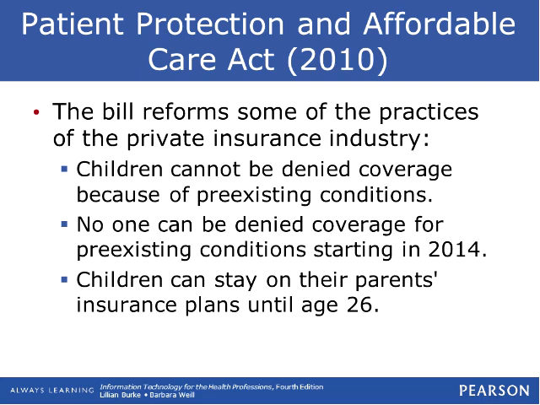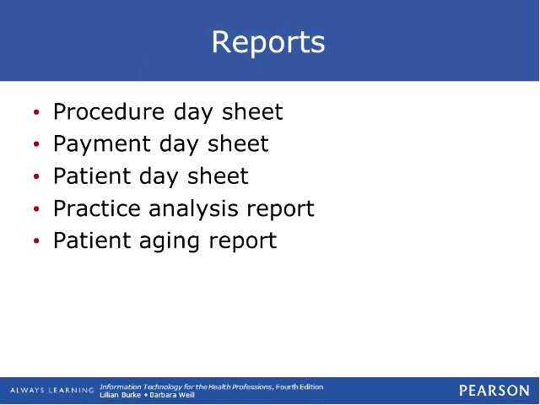The bill reforms some of the practices of the private insurance industry. Children cannot be denied coverage because of pre-existing conditions. And that was happening sometimes, and so that was a real problem because you could move from one job to another, you get different insurance, and that insurance wouldn't pay for your care because the person had a pre-existing condition. No one could be denied coverage for a pre-existing condition starting in 2014. And children could stay on their parents' insurance plans until age 26. It used to be 18 in some cases.